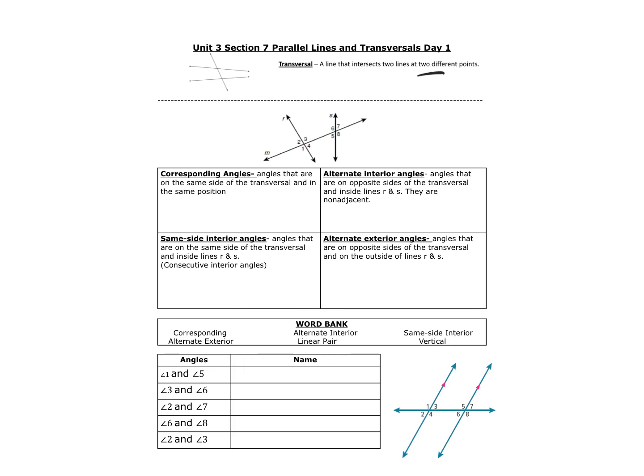So corresponding angles are angles that are on the same side of the transversal and in the same position. So an example here, like angle 1 and angle 5. We could do like angle 2 and angle 6. We could do angle 3 and angle 7. And then we could do like angle 4 and angle 8. Those are all corresponding angles because they map to each other on the different lines across the transversal.